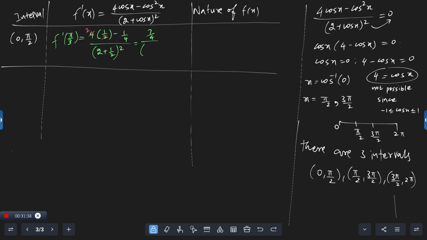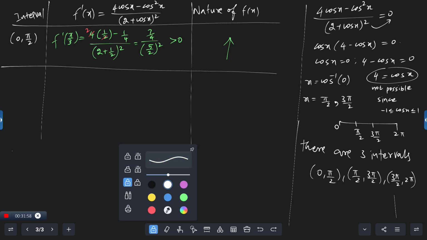Denominator, let it be. What is that? 2 to the 4, 4 plus 1, 5 by 2, the whole square. This is greater than 0. Greater than 0, so increasing. Don't bother to simplify. You only have to check whether it is positive or negative. Understand?